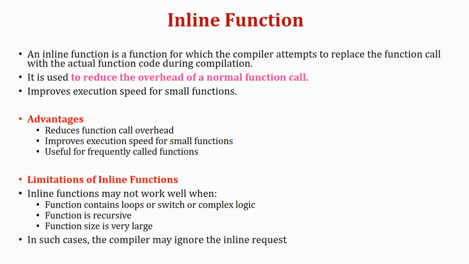An inline function is a function for which the compiler attempts to replace the function call with the actual function code during compilation. It is used to reduce the overhead of a normal function call and improve the execution speed for small functions. What are the advantages of inline functions? Reduces function call overhead, improves the execution speed for small functions, useful for frequently called functions.